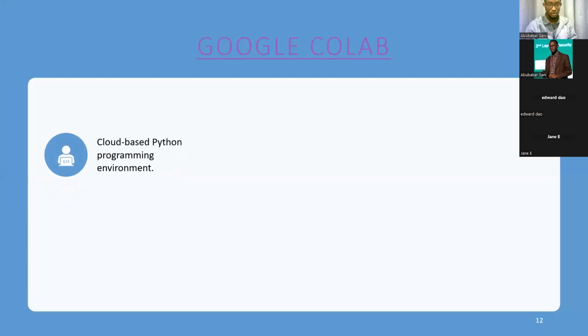Okay. Then what is Google Colab? All right. So of course, if you have a code, you have to have an environment where you can run this code. So that is where Google Colab comes into play. It is a cloud-based Python programming environment. You go there, it's also free, also by Google. You go there, write your Python code, and you run it.